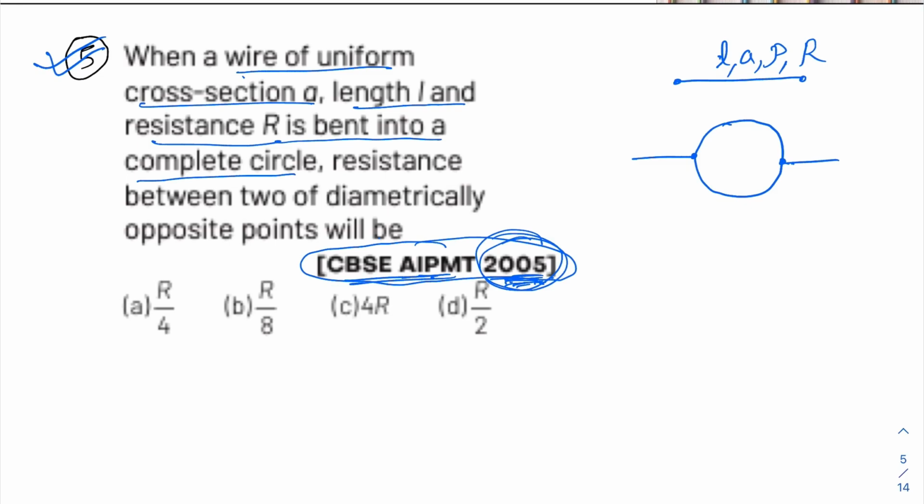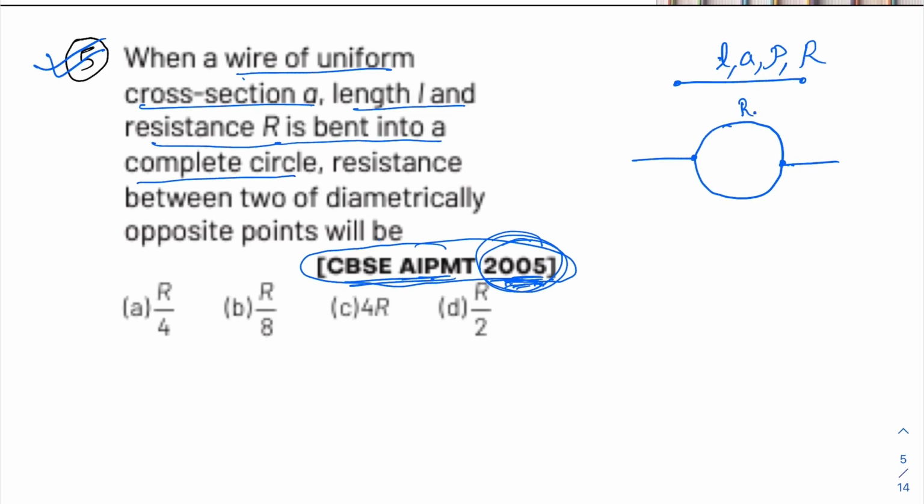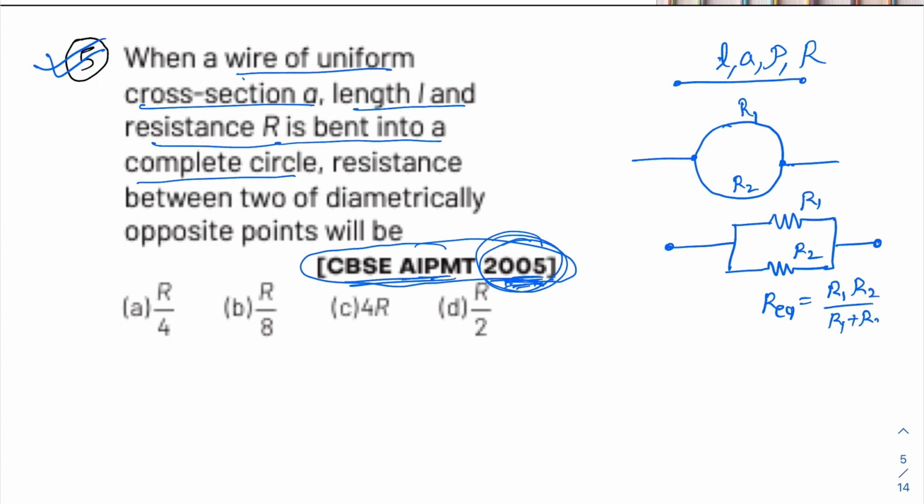Now, this is a complete circle, okay. Now for the equivalent, let the resistance of the upper part be R1 and the lower part be R2. Then the equivalent diagram will be like this: R1 and R2. We need to find the equivalent between these two points. As these two are connected in parallel, we can write R equivalent equal to R1 R2 by R1 plus R2.